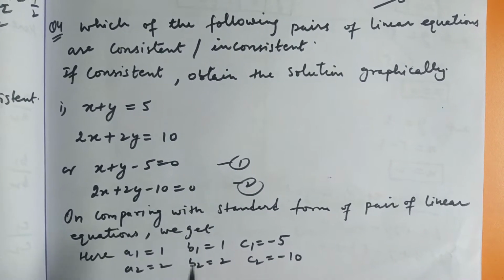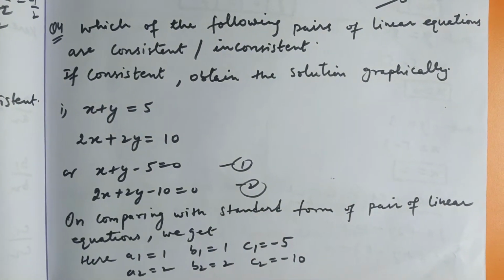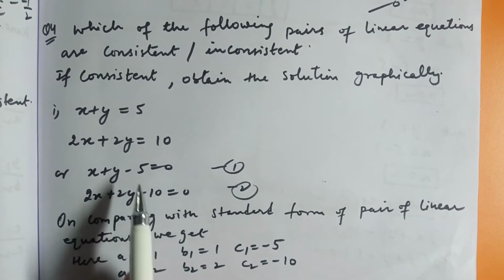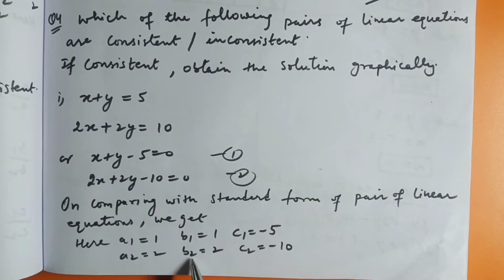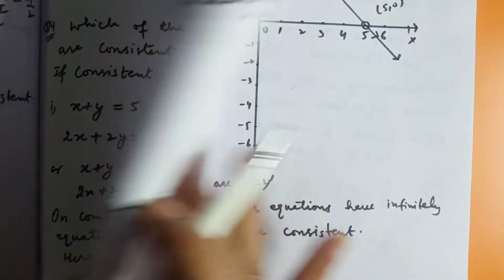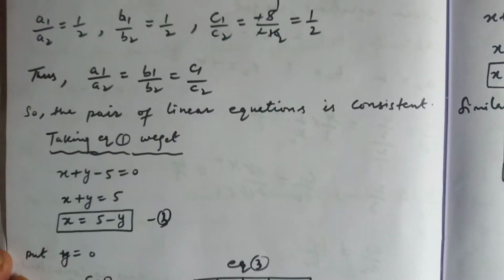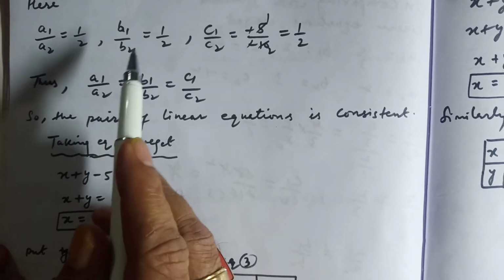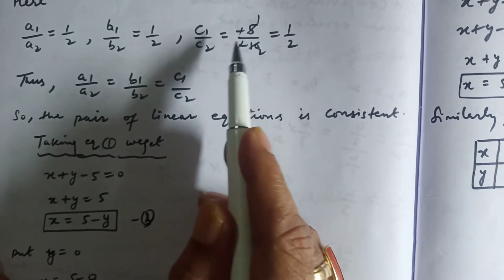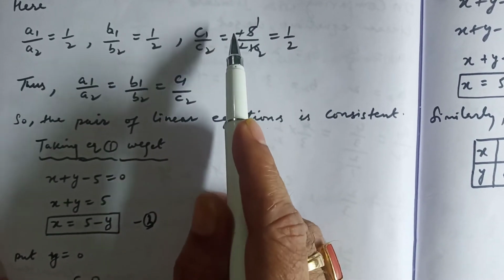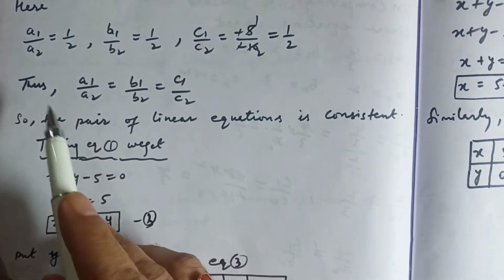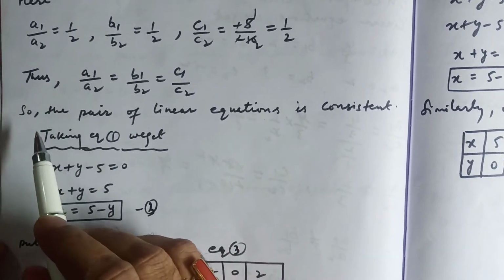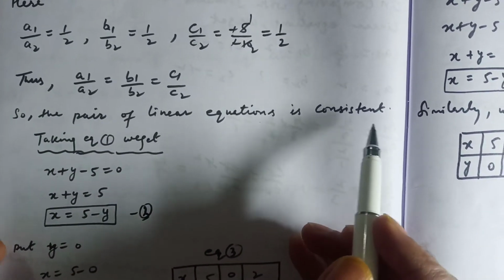On comparing with the standard form of a pair of linear equations, we get a1 equal to 1, b1 equal to 1, c1 equal to minus 5, a2 equal to 2, b2 equal to 2 and c2 equal to minus 10. Here a1 upon a2 equal to 1 by 2, b1 upon b2 equal to 1 by 2, c1 upon c2 equal to minus 5 upon minus 10, minus cancel, 1 by 2. Thus a1 upon a2 equal to b1 upon b2 equal to c1 upon c2. So the pair of linear equations is consistent.